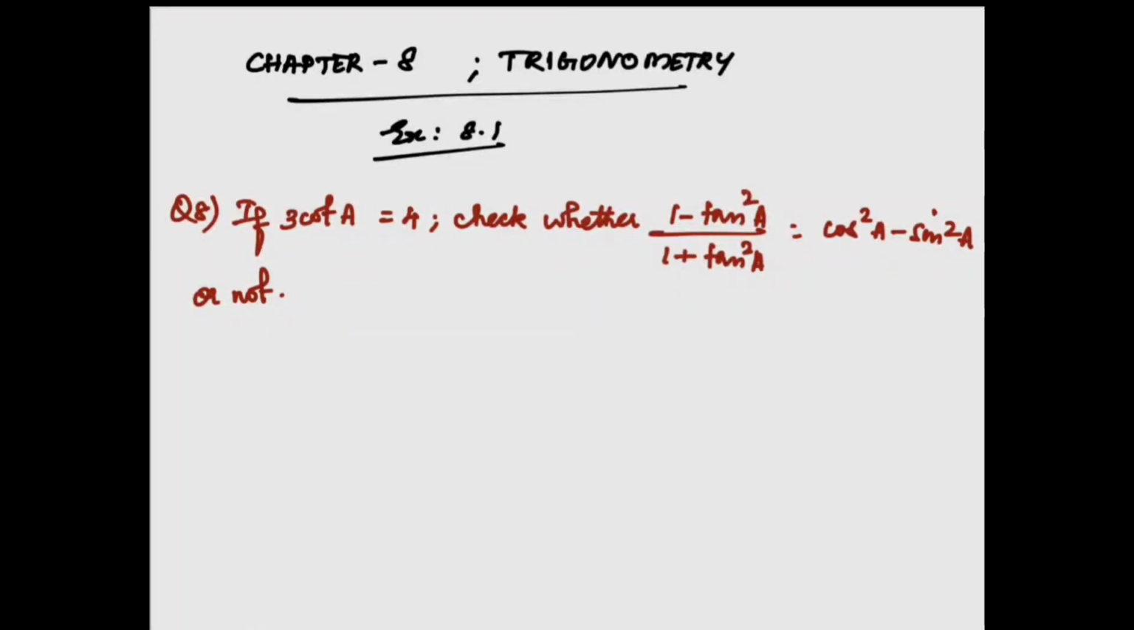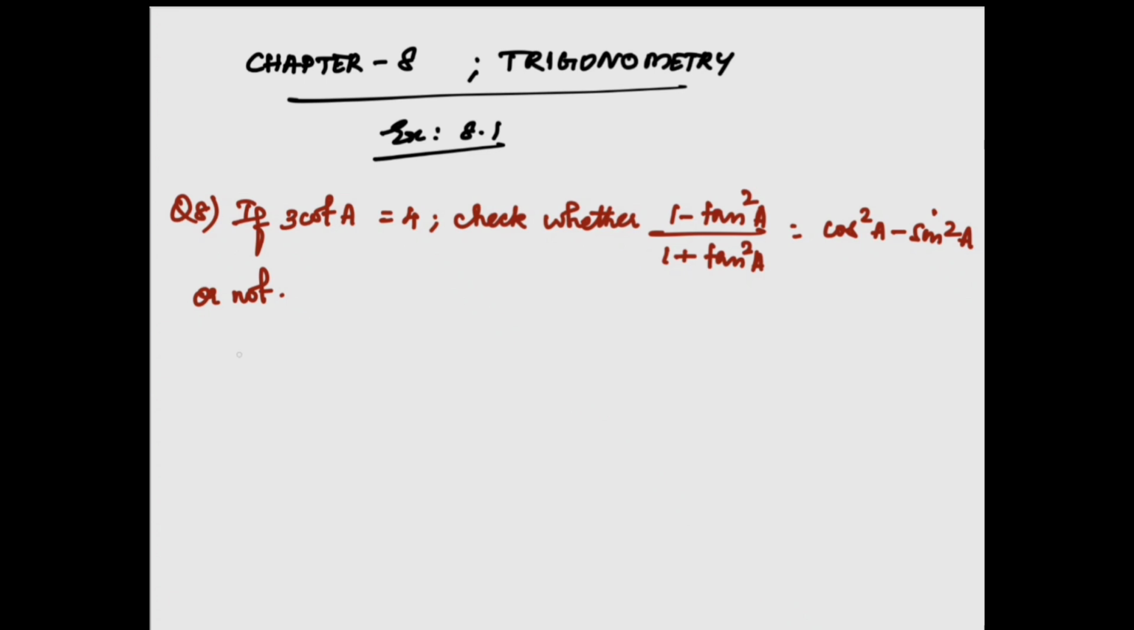Hello friends, in this video let us discuss question 8 of exercise 8.1, chapter 8, trigonometry. Question: if 3 cot A is equal to 4, check whether (1 minus tan square A) by (1 plus tan square A) is equal to cos square A minus sin square A or not.